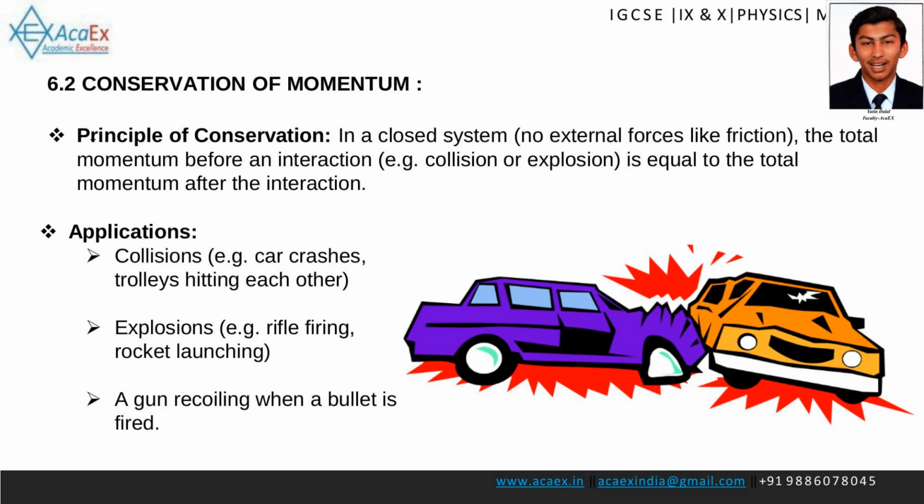Conservation of momentum, principle of conservation. In a closed system where there are no external forces like friction, the total momentum before an interaction is equal to the total momentum after the interaction. This applies to events like collisions and explosions. Applications. This principle is used to understand collisions such as car crashes, explosions like a rifle firing or a rocket launching, and the recoil of a gun when a bullet is fired.